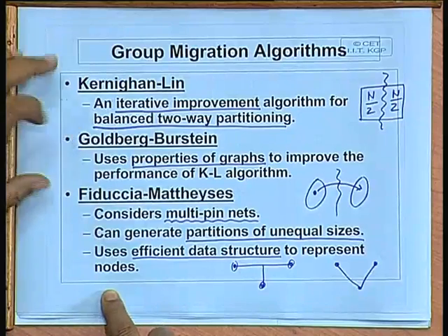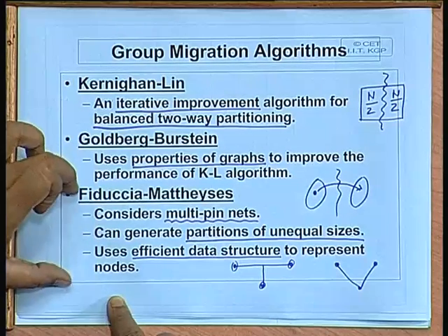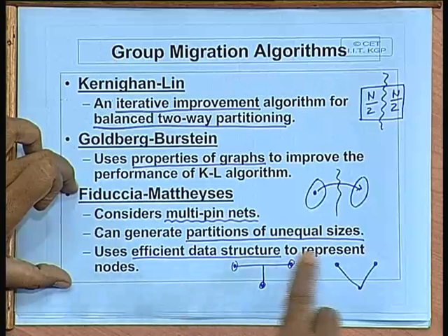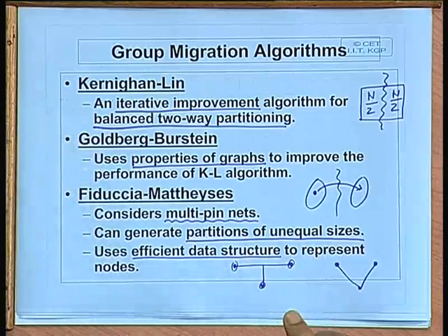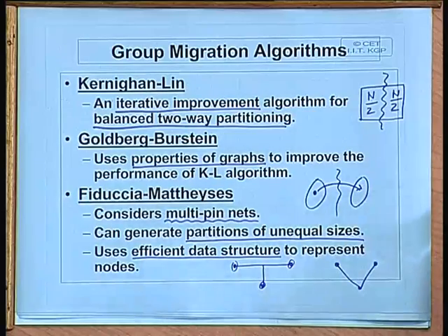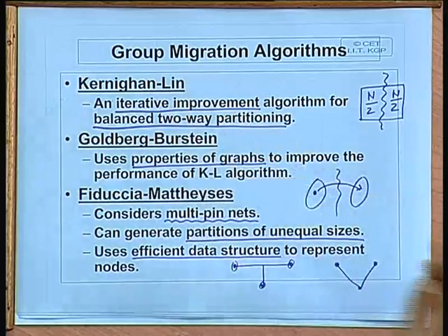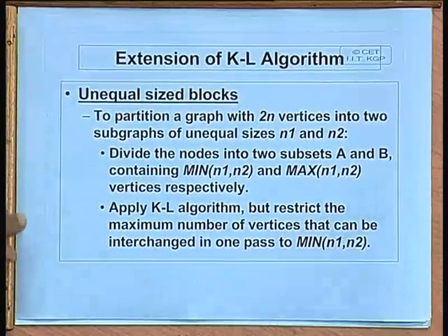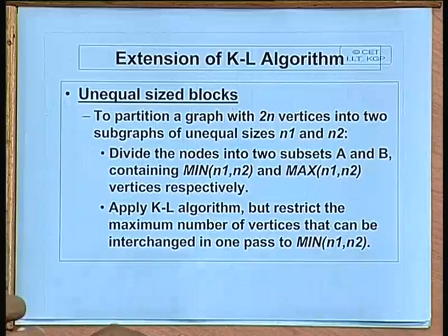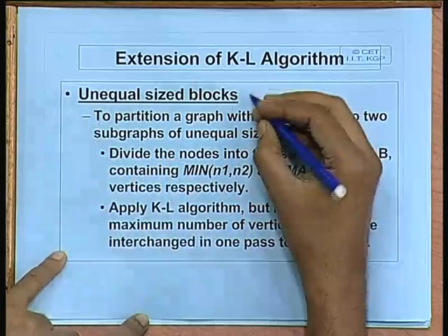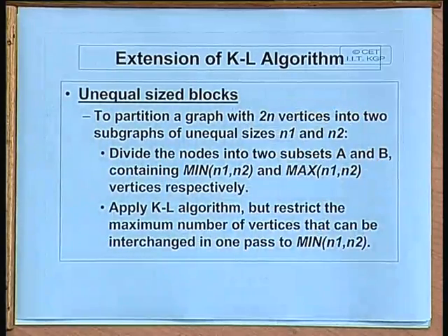So, Kernighan-Lin and its extension Goldberg-Bernstein give balanced partitions. Fiduccia-Mattheyses may give non-balanced, unequal partitions. Now, we can extend this basic algorithm. Say for example, the Kernighan-Lin algorithm is very simple in concept. Okay. Now, we can extend this Kernighan-Lin algorithm to handle a few other situations. These are the extensions of the basic Kernighan-Lin. The first extension we look at is that we want to have unequal size blocks.